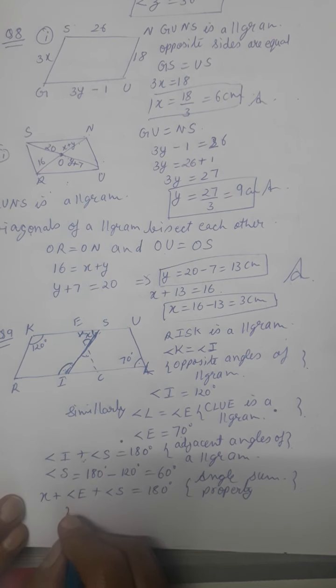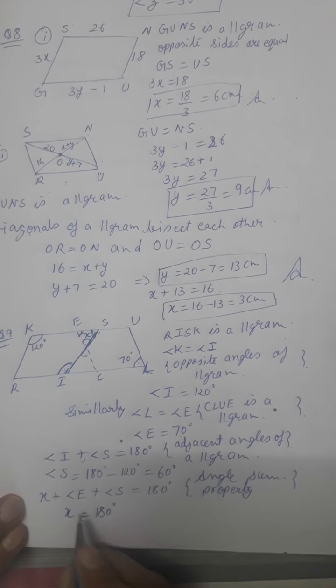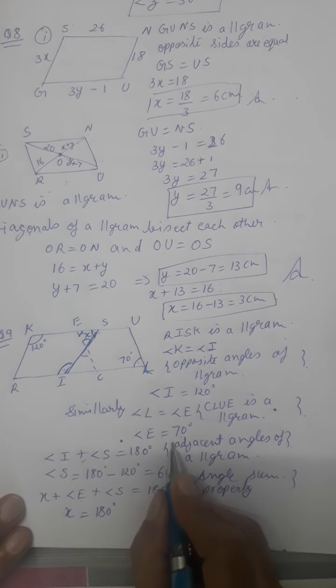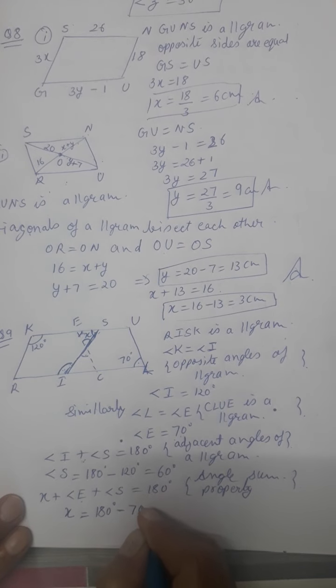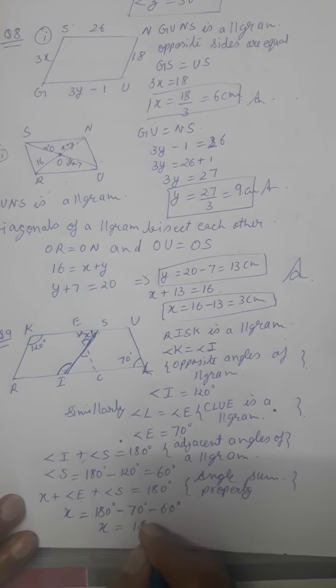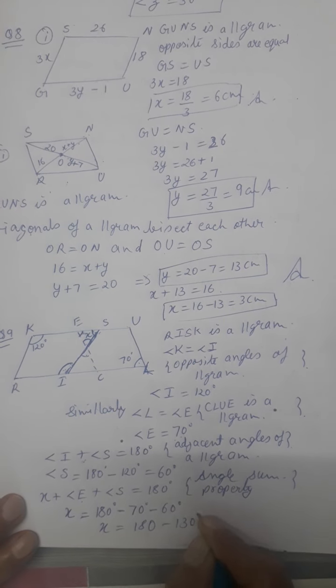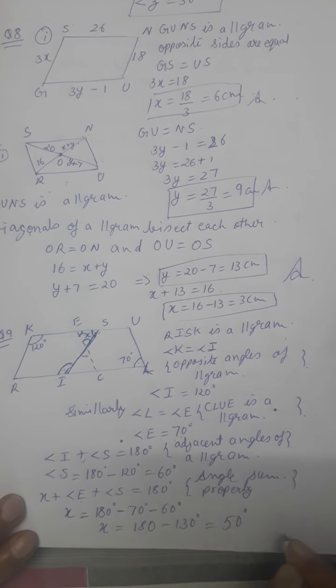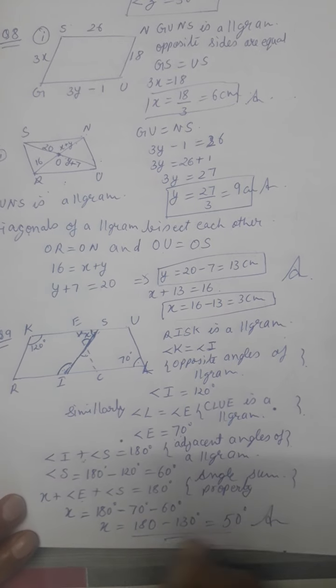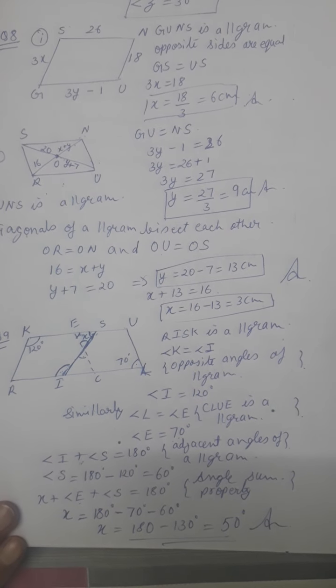Now you can find out the value of angle x, which will be equal to 180 degree minus angle E and minus angle S. What is angle E? Minus 70 degree minus 60 degree. So x will be equal to 180 minus 130, which is equal to 50 degree. What is the value of x? x will be equal to 50 degree.